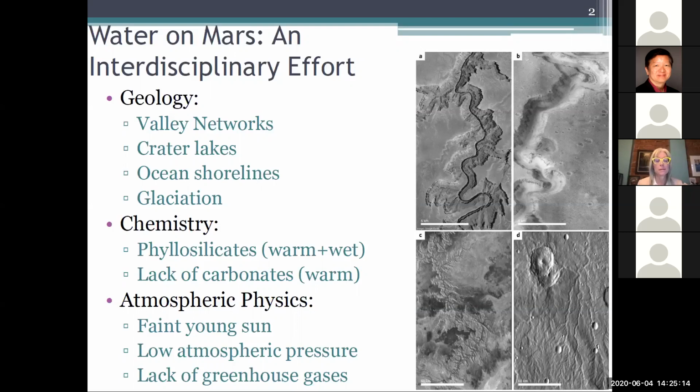If you look at the composition of the surface from a chemistry perspective, a lot of the substances you see there can only form in certain temperature ranges. So phyllosilicates and the lack of carbonates would imply that Mars was also warm at one point in time. But this warm and wet early Mars is at odds with what we know about the Martian atmosphere. Several million years ago, the sun was actually a little weaker than it is today.